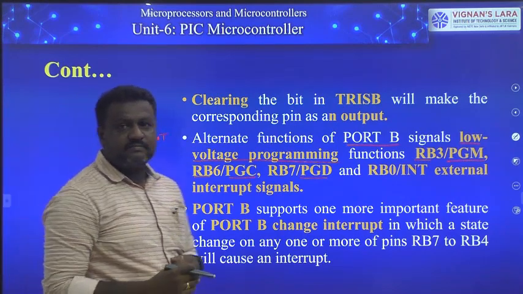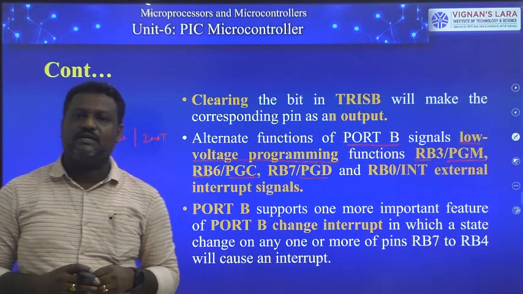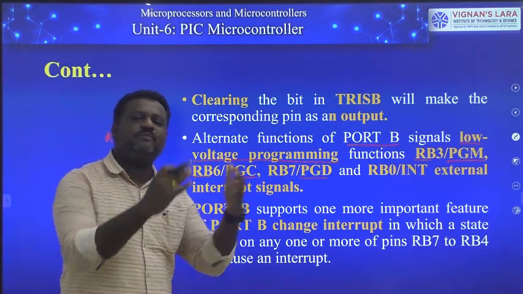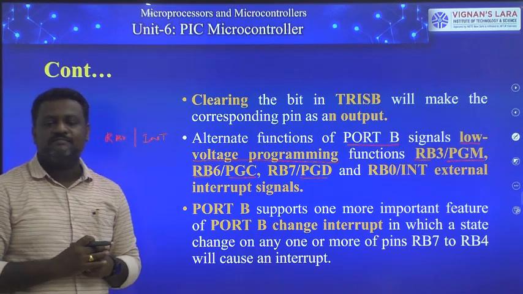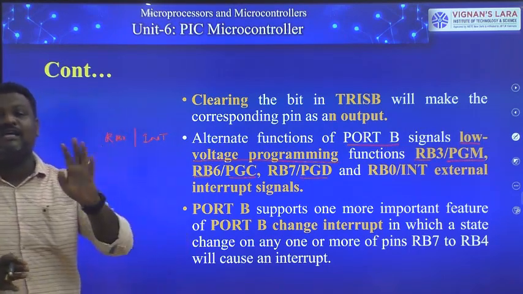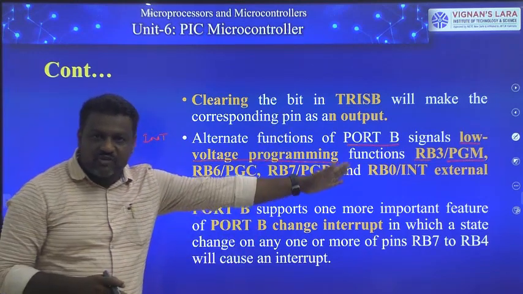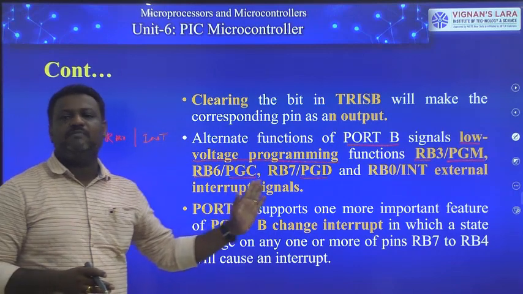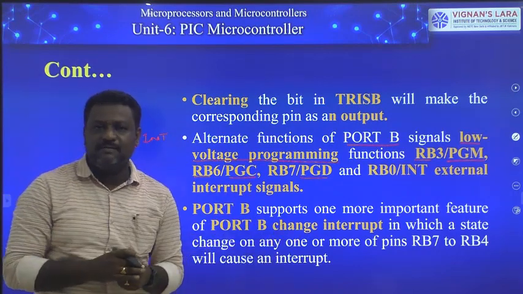INT signal. That means by using that signal, your PIC 16F877 controller receives the interrupt signals from an external world. It is called an external interrupt signal. Out of 8 signals of port B, 4 signals have an alternate function. That is RB0, RB3, RB6, RB7. RB0 acts as the external interrupt signal.